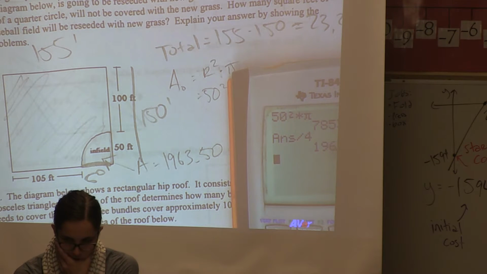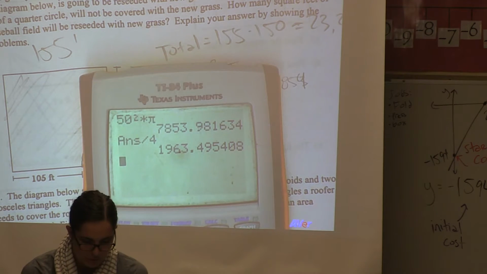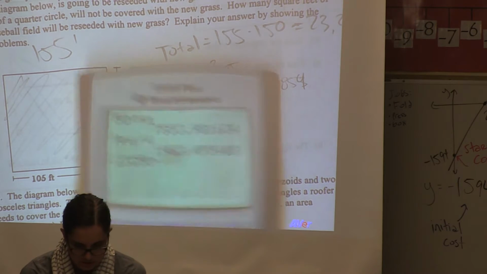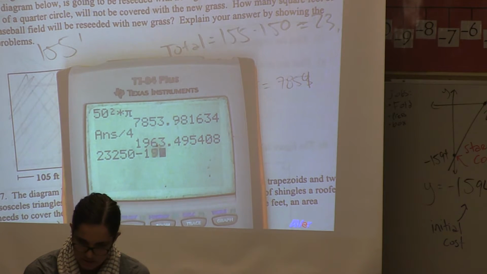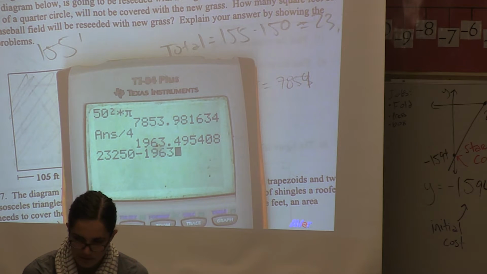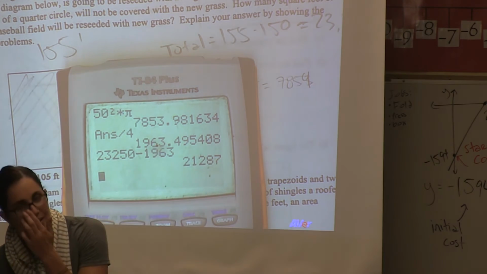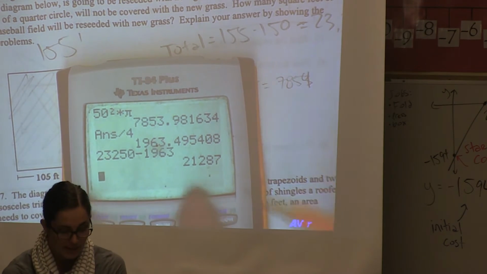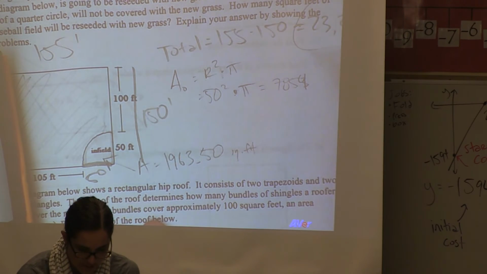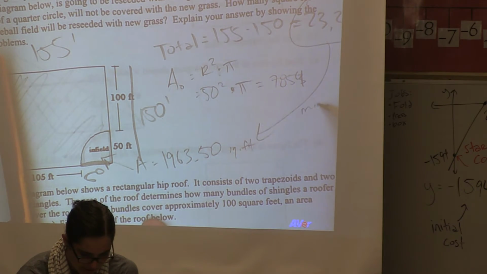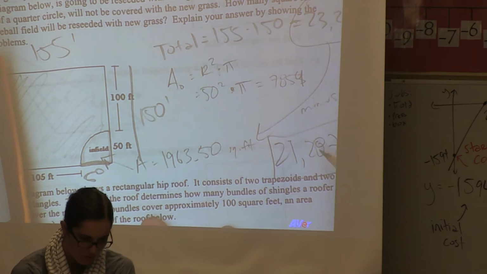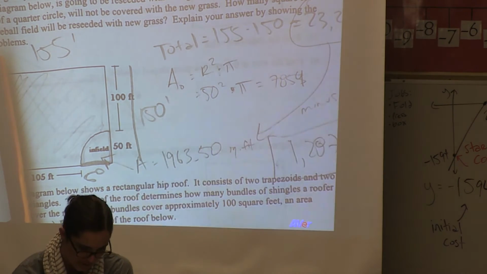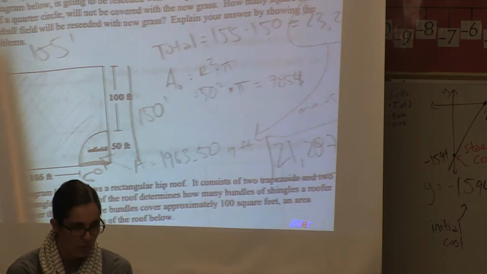So to find my total area, I'm going to do 23,250 minus 1963.5. Yes, I got the right answer. Phew. I get nervous when I redo things. So my area is all of this minus that. So you get 21,287 square feet. Check it out. Are we okay with that? All right. The end.